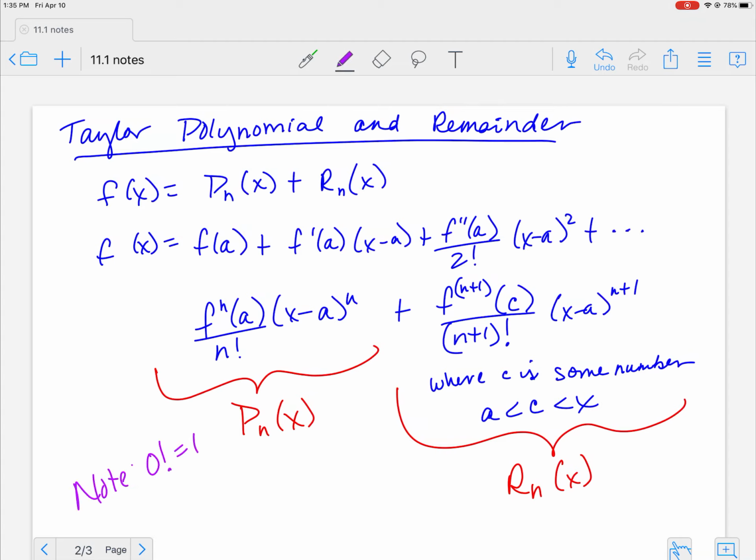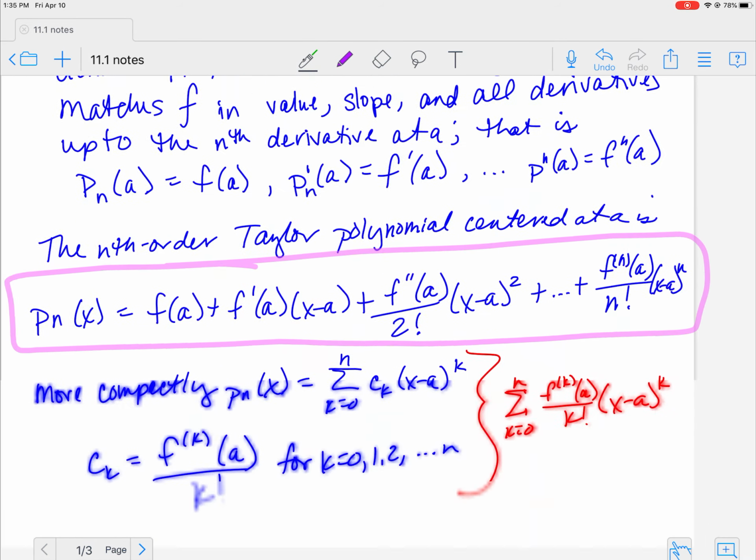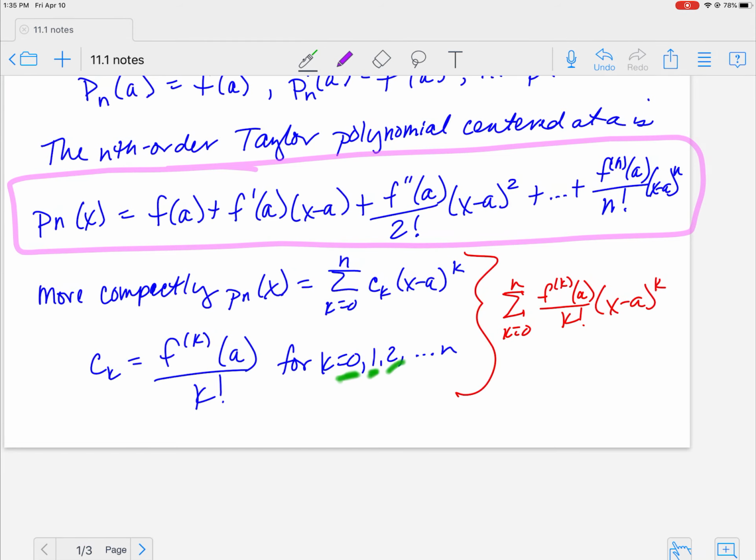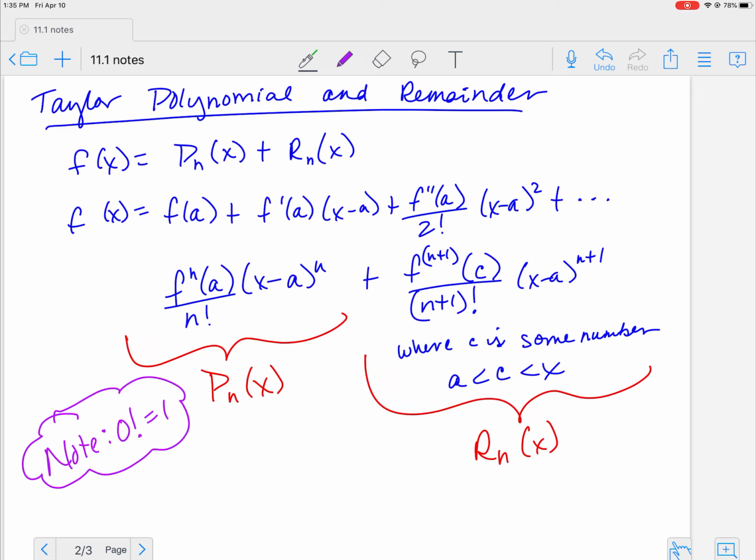Note, 0 factorial equals 1. So over here, whenever I have this f of a, this is because I'm technically dividing here by 0 factorial because I'm starting at 0. Remember, this is saying I'm going from 0, 1, 2, etc. So if that's the case, 0 factorial is 1 and 1 factorial is just 1. That's why I don't have anything going until I start with my second derivative and 2 factorial. Because 0 factorial, 1 factorial, then 2 factorial, etc. Depending on how many terms are in this polynomial, that's what's making the difference.